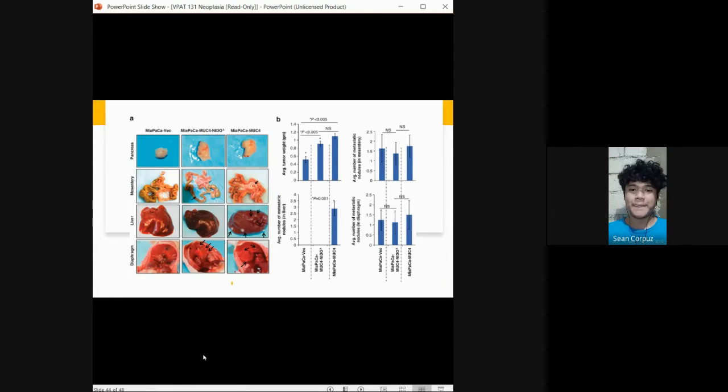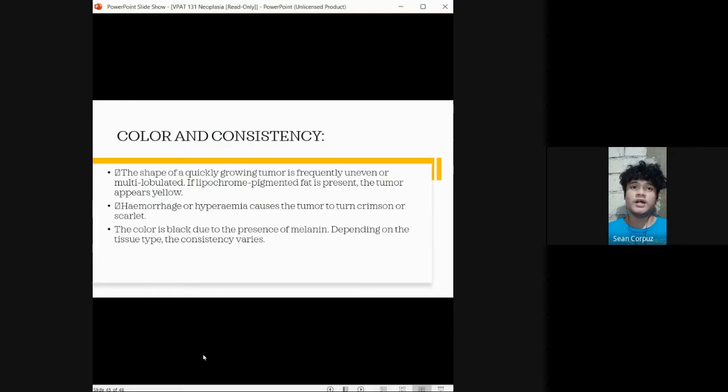Next. In neoplasms, it has color and consistency. In color, lipochrome pigmented fat, if present, gives the tumor a yellow color. If the tumor is black, it has the presence of melanin. If it turns pink or scarlet, it is due to hemorrhage or hyperemia.